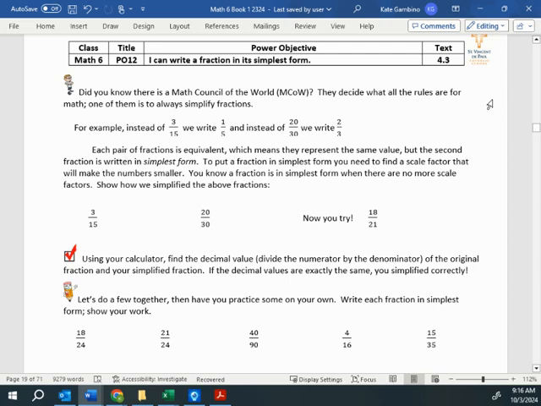Good morning. Today we are continuing on with Unit 2. We are on PO12: I can write a fraction in its simplest form. Something that we've been talking about. We did this last year. We talked about simplifying, right? Reducing it down. So this page isn't going to be a brand new concept for us.